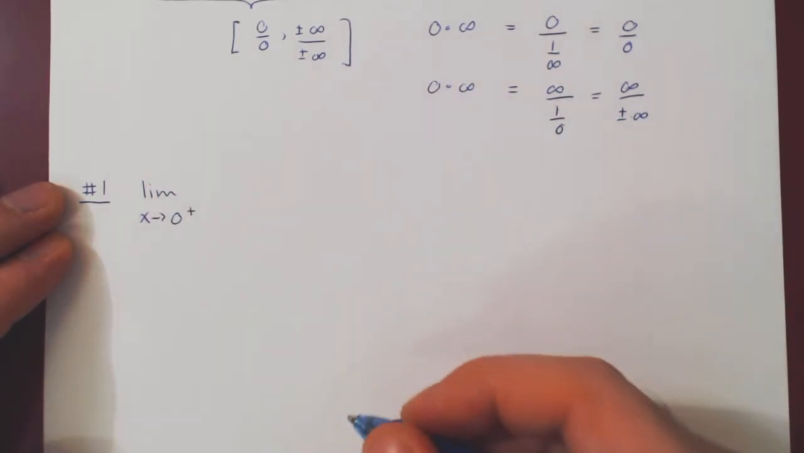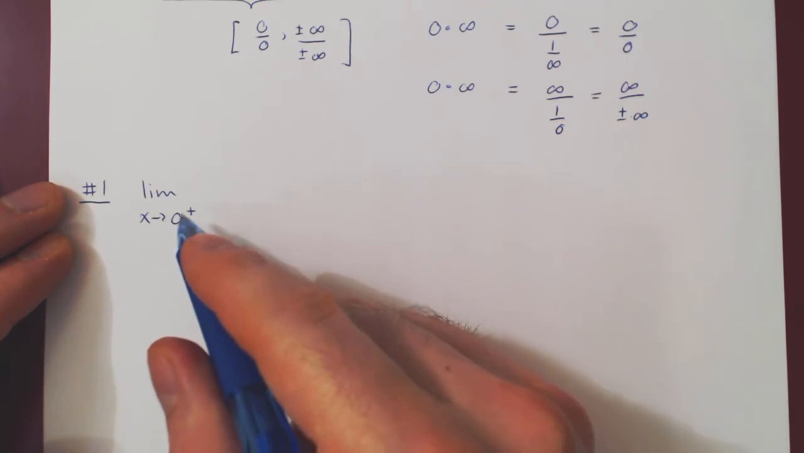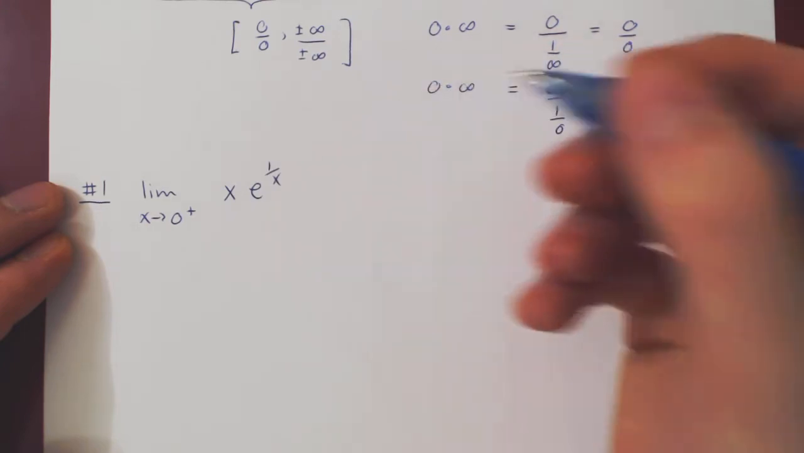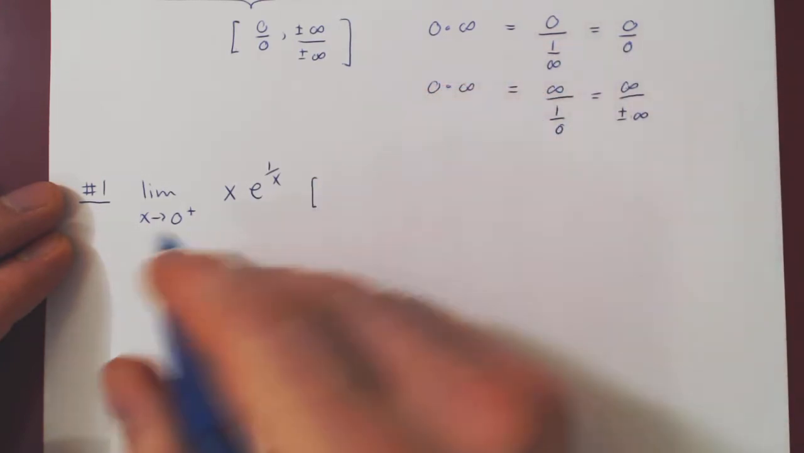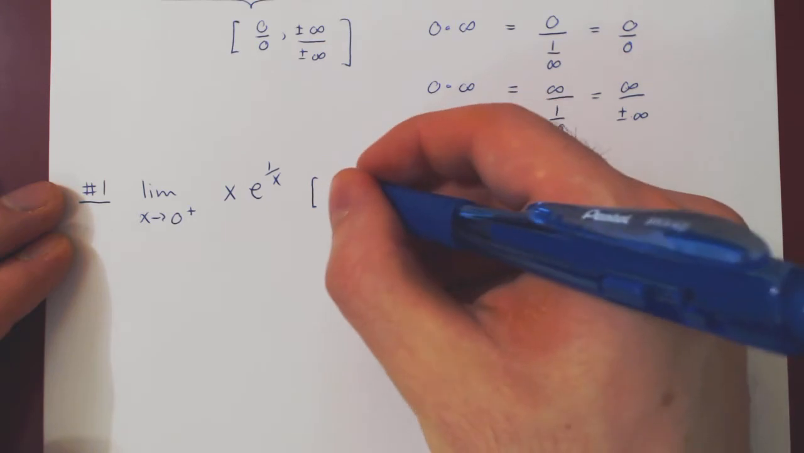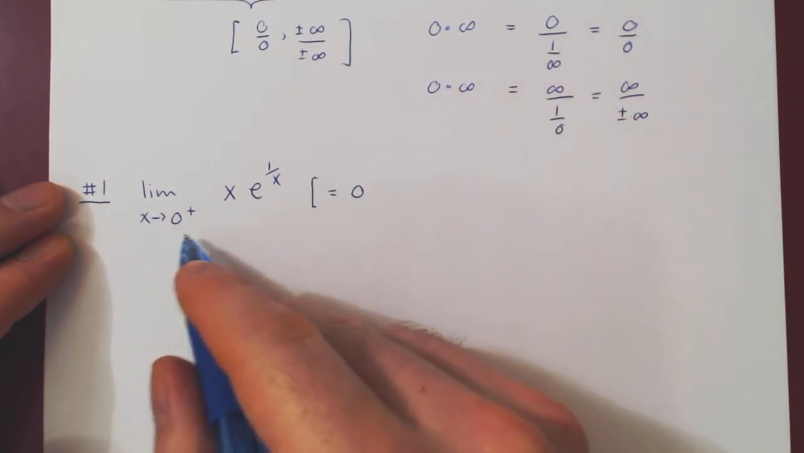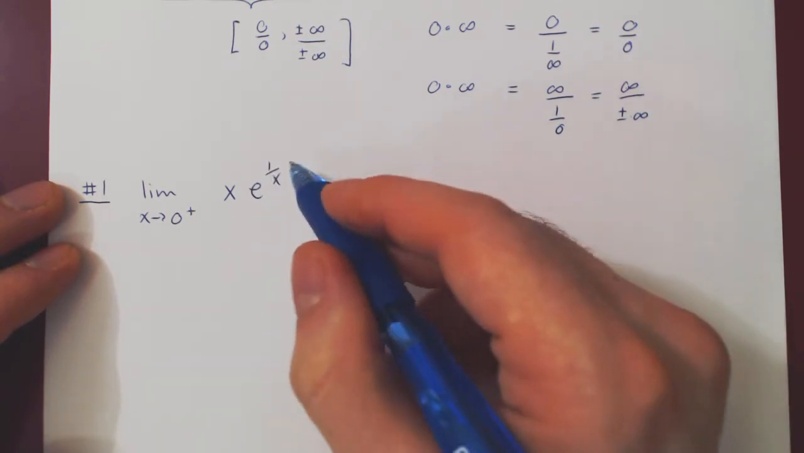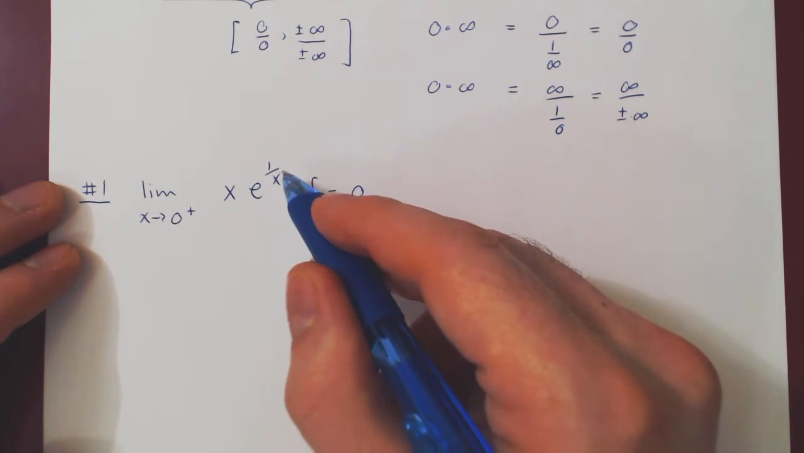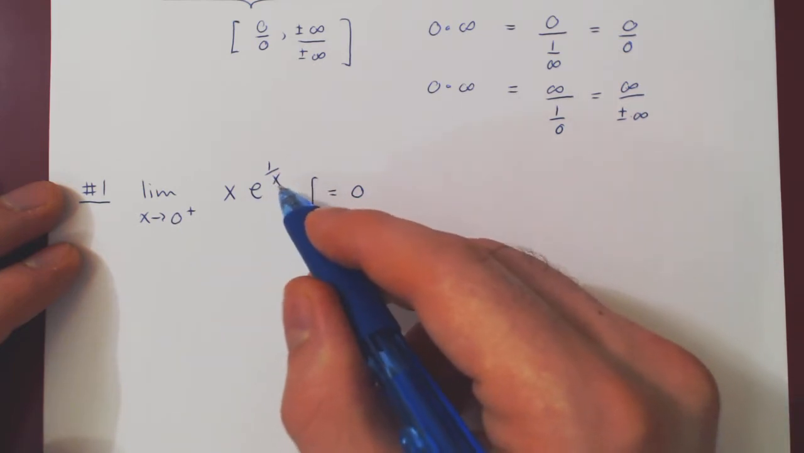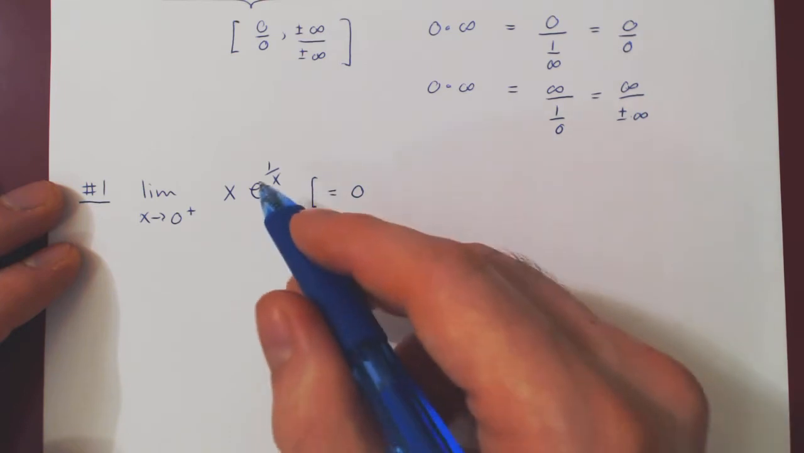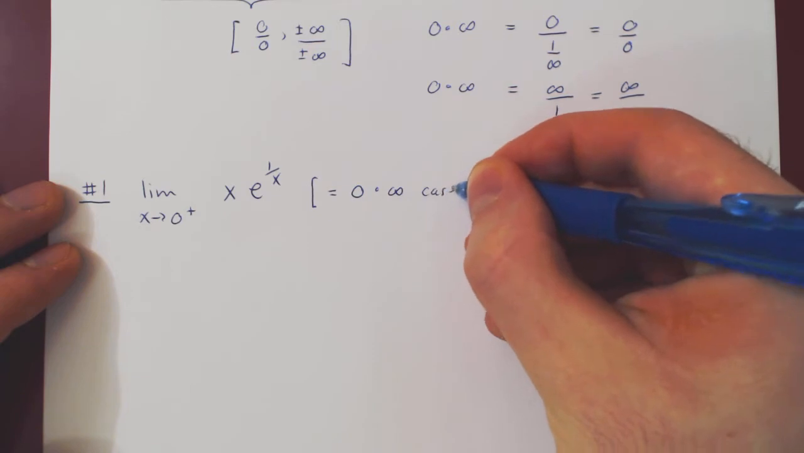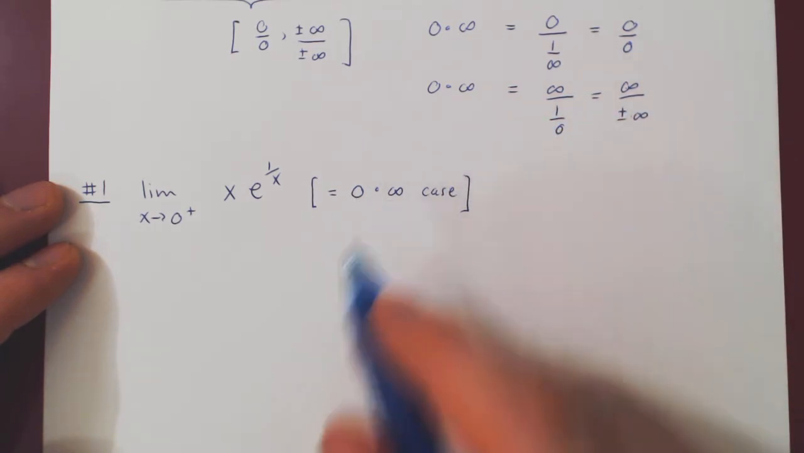Letting x approach 0 from the right, so x is shrinking to 0 but always positive, consider x times e to the 1 over x. So as always, we look at our case. As x shrinks to 0, x shrinks to 0. Now as x shrinks to 0 and positive, 1 over x will approach positive infinity. 1 over something really, really small is going to be really big. So we'll have e to the infinity, which is itself infinity. And so we have a special case 0 times infinity.